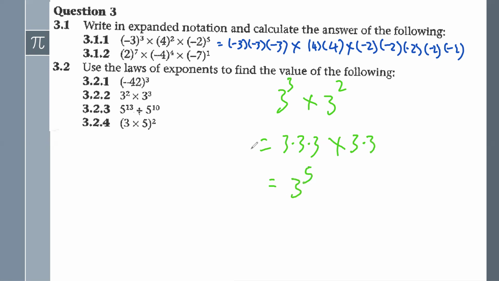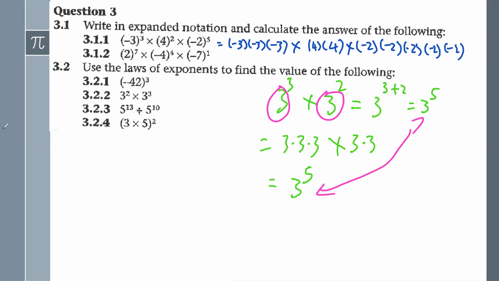But again, is this an accident? Not at all, because what happens here is if you keep the 3 and add those 2 exponents, you have 3 to the 5. So this is the law that says if you are multiplying powers and the bases are the same, just keep the base and add the exponents. That's what it simply says. So this here will be applying laws of exponents.